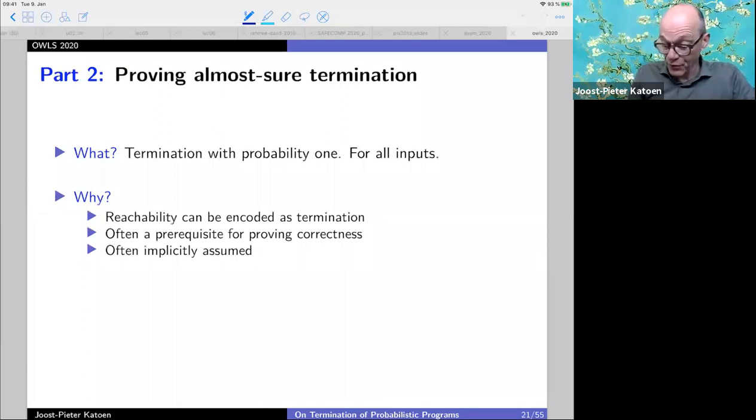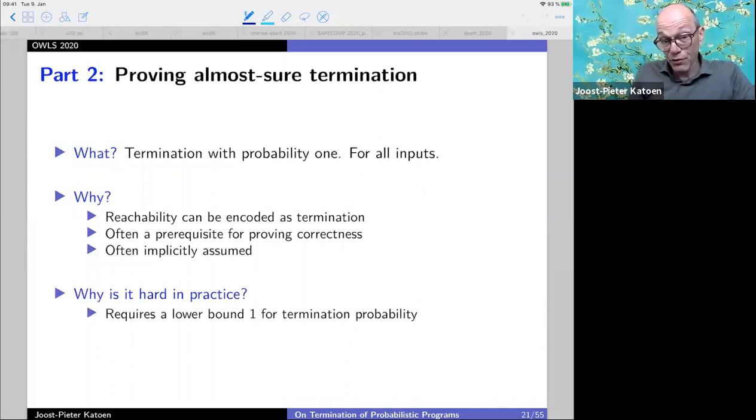I don't think I have to spend a lot of words on this. It's often a prerequisite for proving correctness. In many papers on probabilistic programs, this is implicitly assumed. If you simulate programs, you implicitly assume that they terminate with probability 1, because otherwise your simulation might not terminate, and so forth. Good. Why does it turn out to be hard in practice?